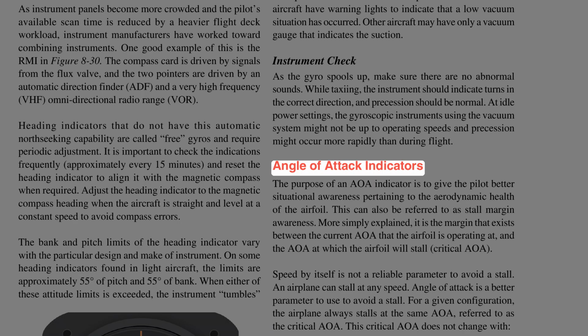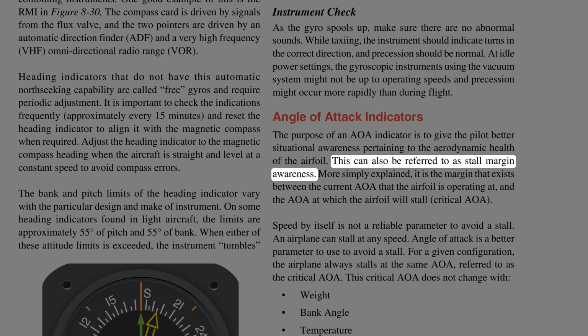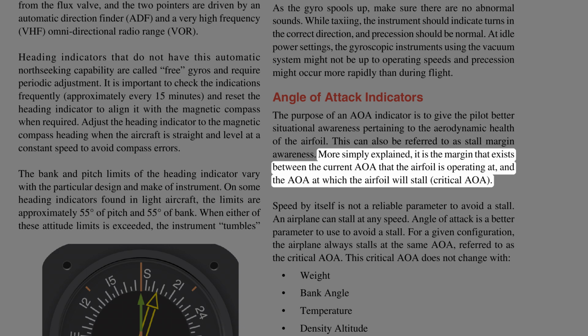Angle of attack indicators. The purpose of an AOA indicator is to give the pilot better situational awareness pertaining to the aerodynamic health of the airfoil. This can also be referred to as stall margin awareness. More simply explained, it is the margin that exists between the current AOA that the airfoil is operating at, and the AOA at which the airfoil will stall, critical AOA.